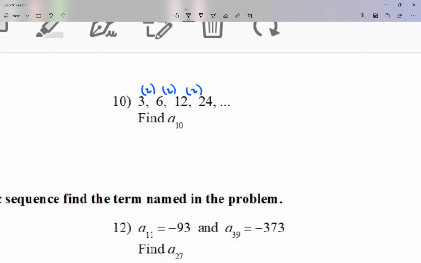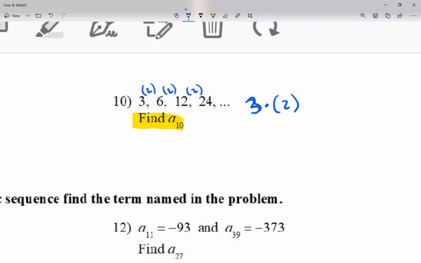So the way I'm going to find the 10th number on the list, I'm going to say my first number was a 3. So I'm always going to start with the first number. In this case, I'm going to multiply by 2, 9 times. Okay, so I have to find out what's 2 to the 9th. I'm going to use a calculator.